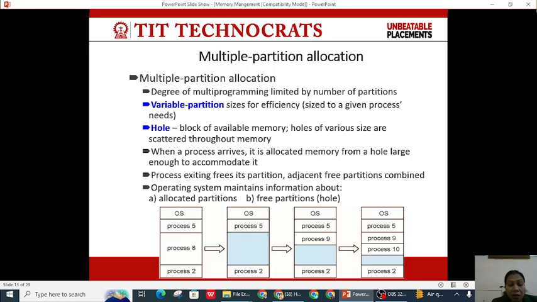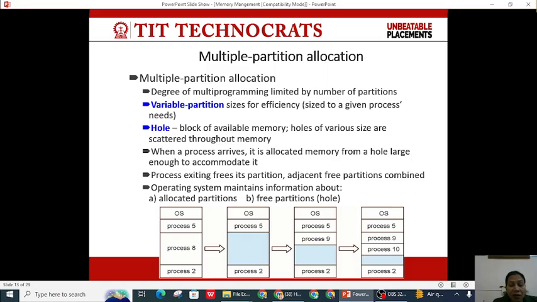We can see the diagram here. There are three partitions besides the operating system, so four partitions including the operating system. So we can have three processes at a time in memory, and the degree of multiprogramming becomes three. The degree of multiprogramming is limited to the number of partitions. With variable partition sizes, we have a fixed number of partitions, but the sizes may vary.